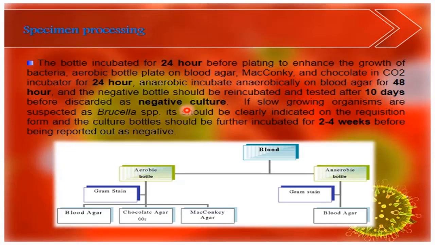If slow-growing organisms such as Brucella species are suspected, it should be clearly indicated on the request form, and the culture bottle should be further incubated for 2 to 4 weeks before being reported as negative. Why? Because Brucella is a slow-growing microorganism, so we need to do blood culture for it with a longer incubation time.